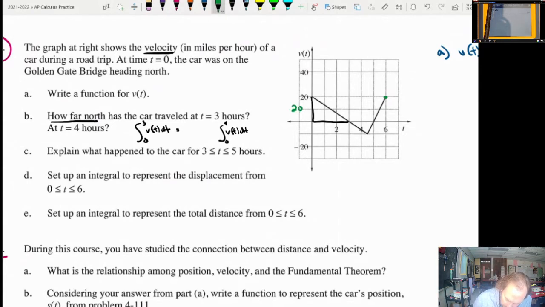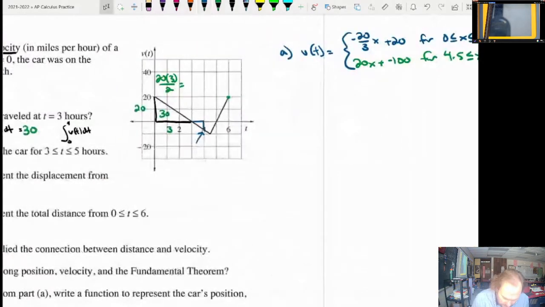We got 20 down here. We got 3 over here. So this would be 20 times 3 is 60, and then we're going to divide that by 2. So that would be 30 miles. Now, for the next little chunk here, we're going to have to think about what's going on right there. According to a function that we wrote earlier, that right there is the point 4, comma, negative 20 over 3 times 4 plus 20. It's going to be negative 6.6 repeating, which is not a great thing to know, but that will help us find that little area down there.